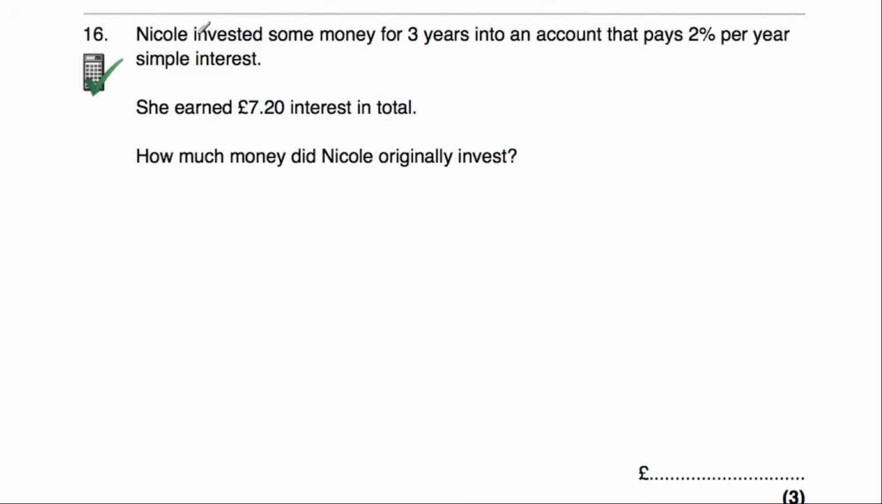Okay, question 16 says Nicole invested some money for 3 years in an account that pays 2% per year simple interest. She earned £7.20 in interest in total. How much money did Nicole originally invest? So we know she invested the money for 3 years. So if we divide the total, £7.20, by 3, we'll work out how much money she receives every single year. So £7.20 divided by 3 is equal to £2.40. So every single year, Nicole earns £2.40 in interest. And because it's 2% simple interest, that means that 2% of the amount she invested is equal to £2.40.